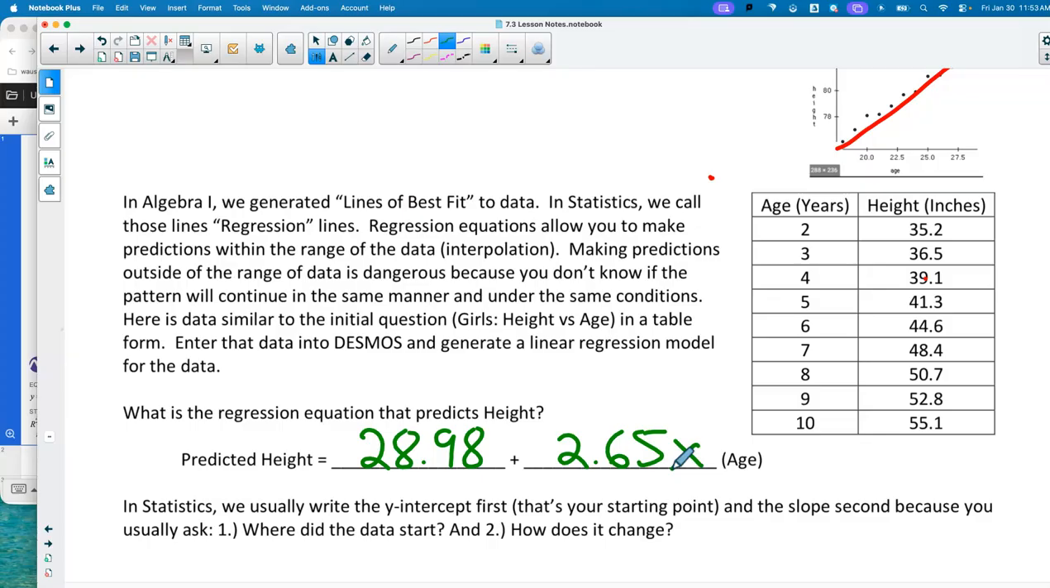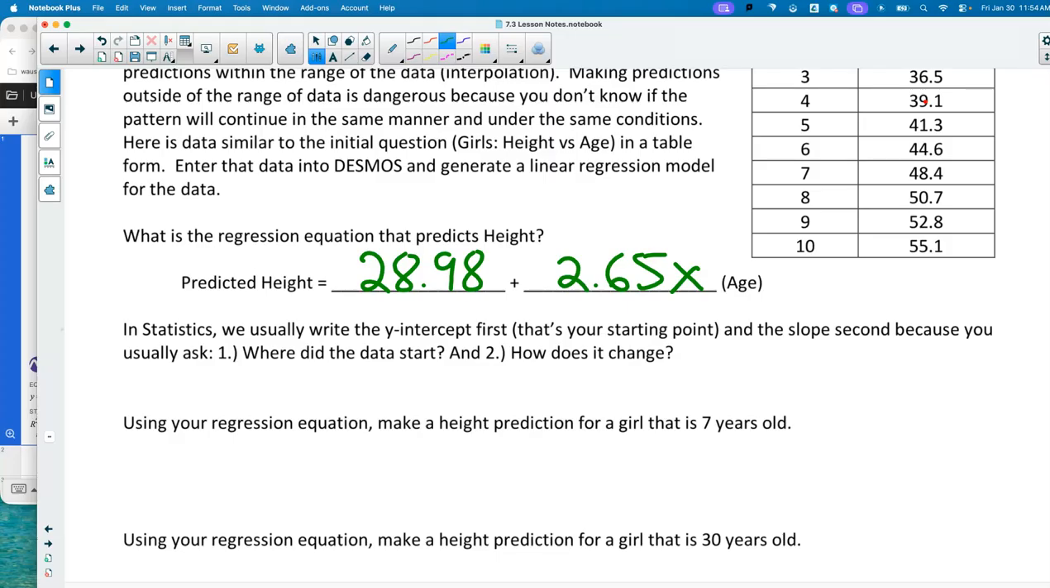In stats, we want to know, where does my data start? That's the first thing that I want to see. So I write my y-intercept first. Then I want to know, how is my data changing? So that's where the slope comes in. So in stats, if you take AP Stats next year, they will write their lines like this. If on the test, you write your line as 2.65x plus 28.98, I'm not going to take points off. Okay? But you need to realize if you go into stats, they are going to get picky on stuff like this.